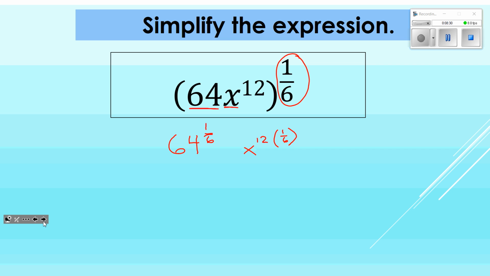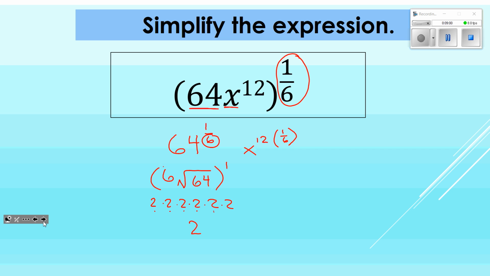So here's our root. So that means we want the 6th root of 64. And when we raise that to the first power, nothing's going to change. So what number multiplies times itself 6 times to get 64? 2 times 2 times 2 times 2. 1, 2, 3, 4, 5, 6. 2 times 2 is 4, 8, 16, 32, 64. So the 6th root of 64 would just be 2. And 2 raised to the first power is still 2.